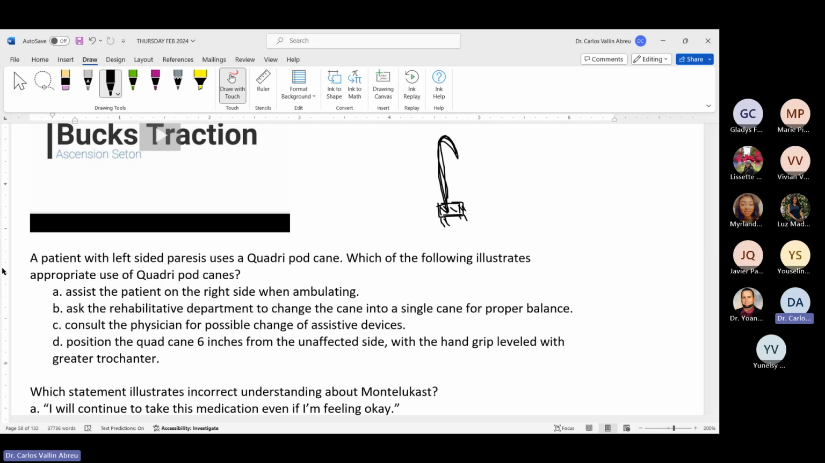Which of the following illustrates appropriate use of the quadripod cane? And we have the following options. Assist the patient, you as a nurse or the CNA, on the right side when ambulating. So put yourself on the right side when ambulating. It is incorrect. We should be placed, when helping the client to ambulate, on the weak side, and the weak side is the left.